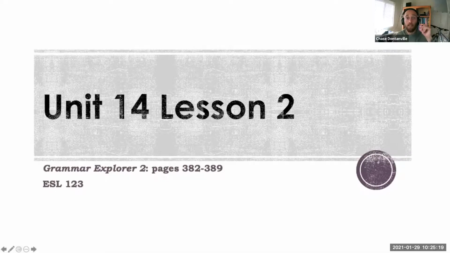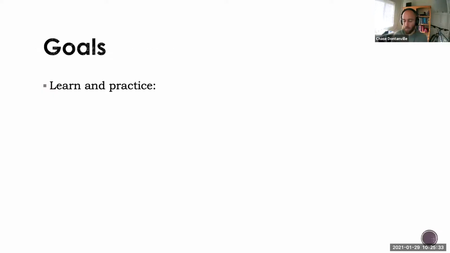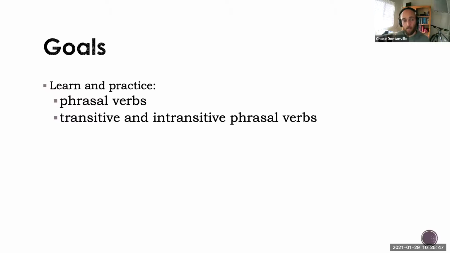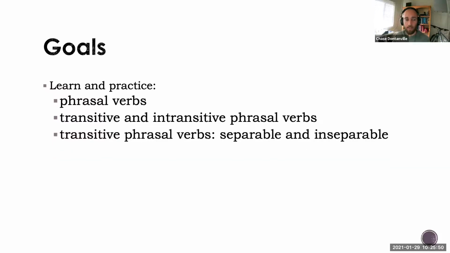Hello, class. Let's continue with Unit 14 and finish Unit 14. Because it's a short unit, only 2 lessons, this information is on pages 382 to 389 in your grammar textbook. So last lesson, we saw transitive, intransitive verbs, direct objects, indirect objects. In this lesson, we're going to look at phrasal verbs, okay? And then we're going to look at transitive, intransitive phrasal verbs, and specifically transitive phrasal verbs, whether they are separable or inseparable. Okay, so we're continuing with verbs, this time phrasal verbs.